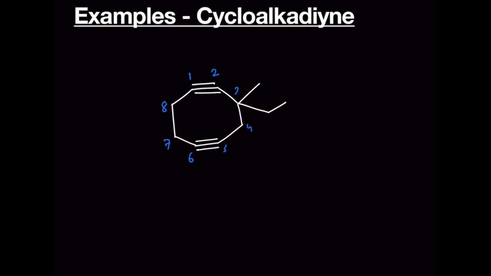So, it is a cycloalkadiyne with 2 substituents at position 3, and therefore, the correct IUPAC name for this molecule is 3-ethyl, 3-methyl, cycloocta. Because it is a diyne, we are putting the A. 1,5-diyne. That is the correct IUPAC name for this molecule.